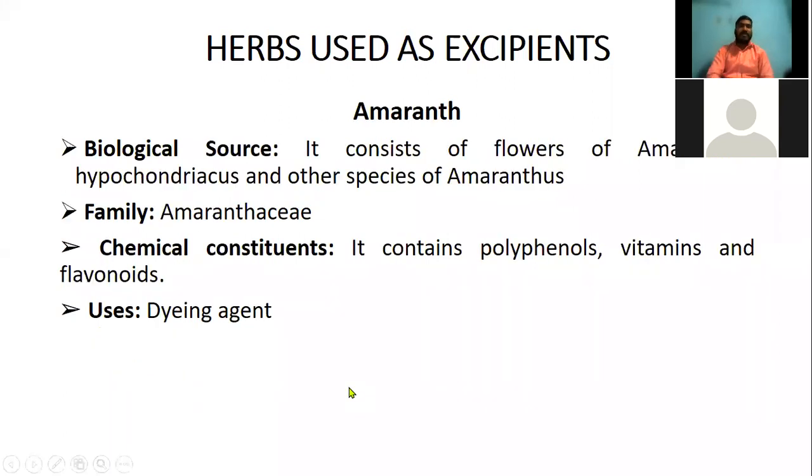We are using the flower of Amaranthus hypochondriacus and other species of Amaranthus, which belongs to the family Amaranthaceae. Now we are discussing the chemical constituents. It contains polyphenols as well as vitamins and flavonoids. Polyphenol is the main chemical constituent, then the vitamins are also important for us, and then the flavonoids might be present in the amaranth.